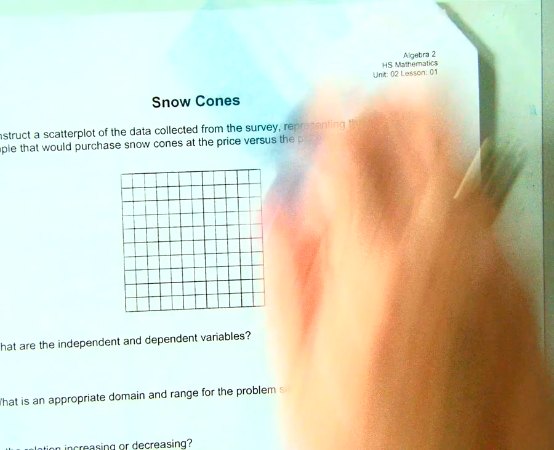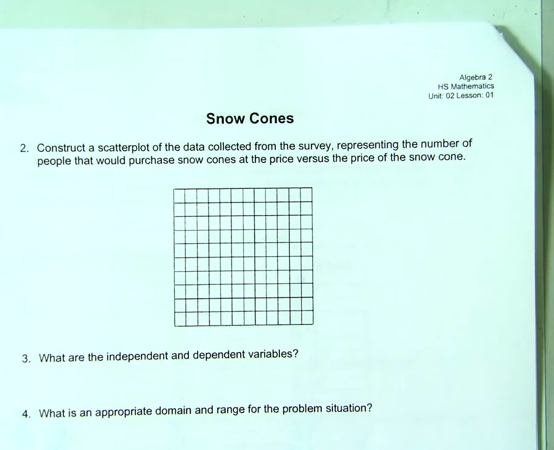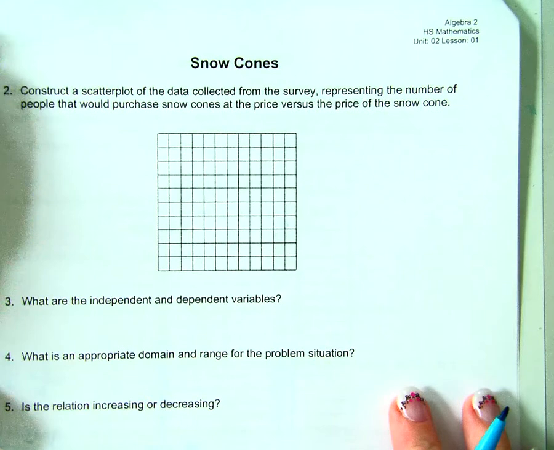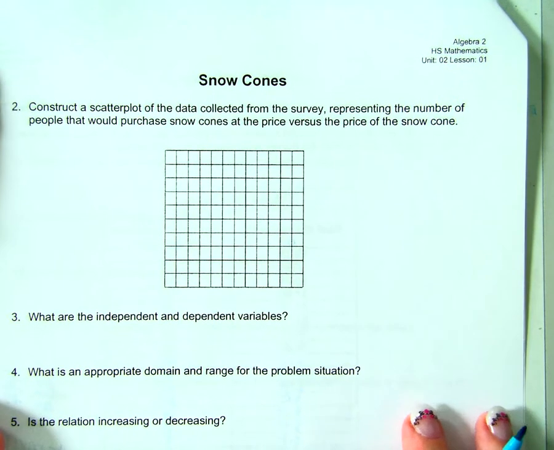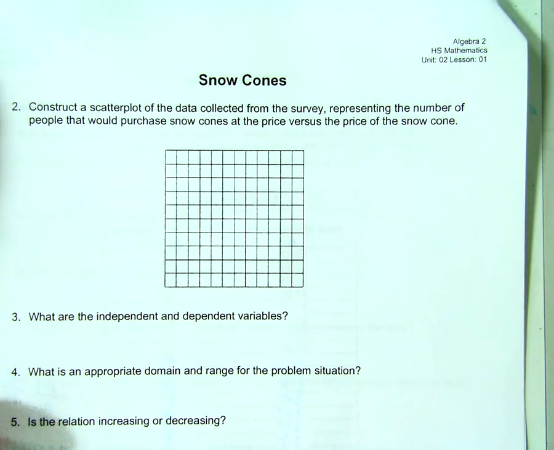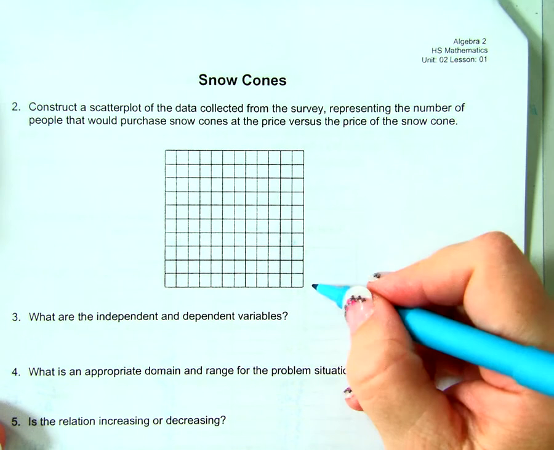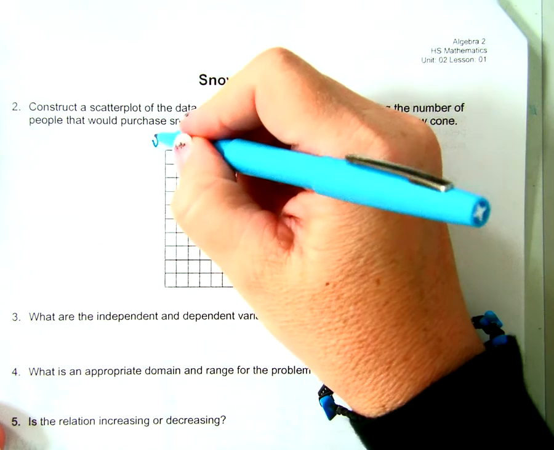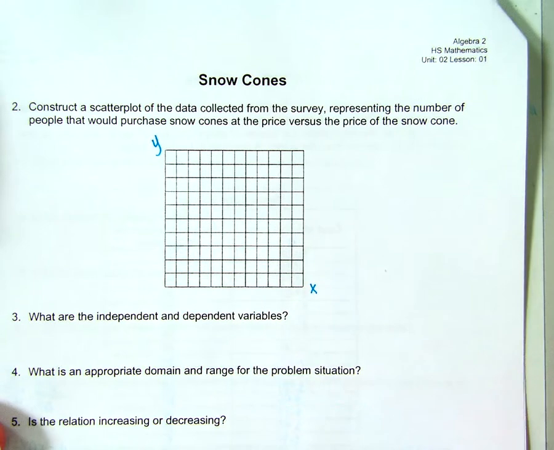All right, so what about number 2? Construct a scatter plot of the data collected from the survey, representing the number of people that would purchase snow cones at the price versus the price of the snow cone. So, give me instructions. Label my axes, okay? What axis is this? X and Y, so you want them on the edge of the paper.